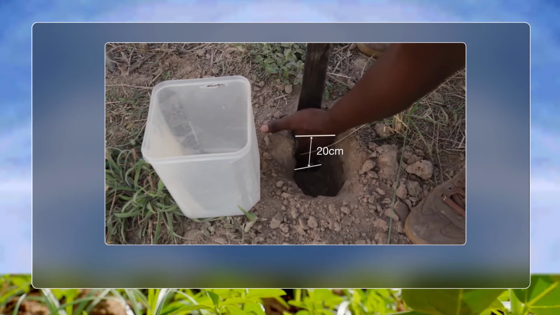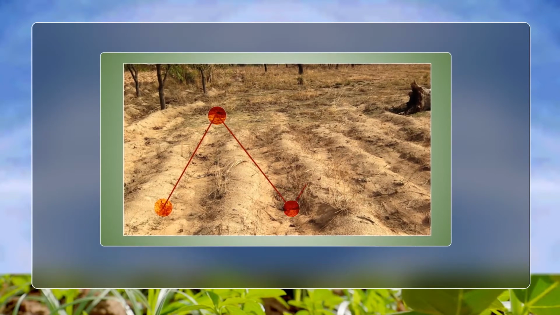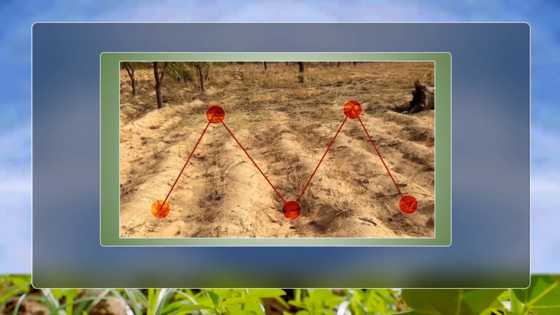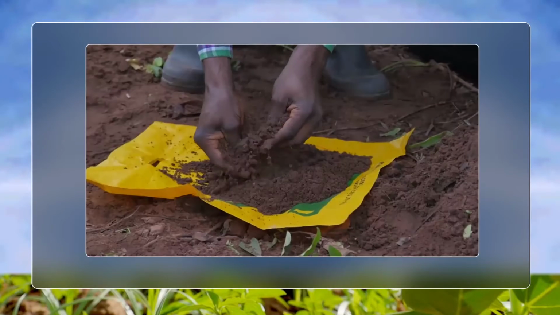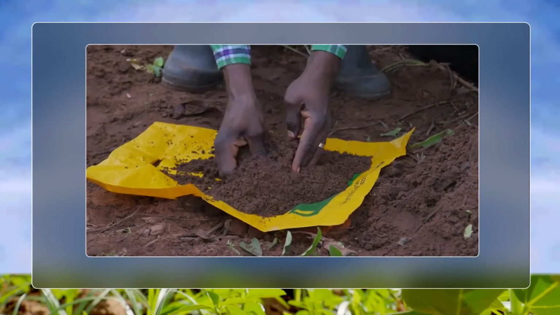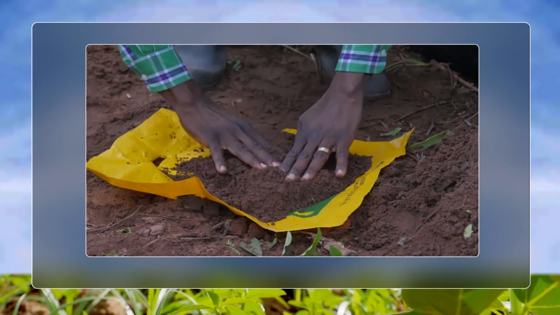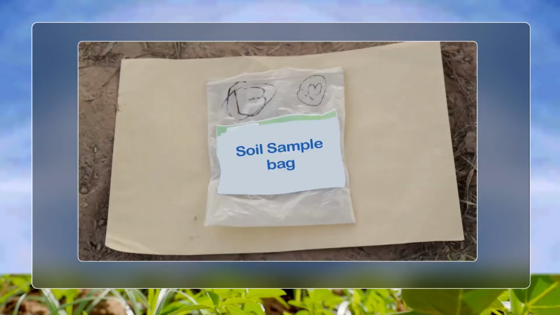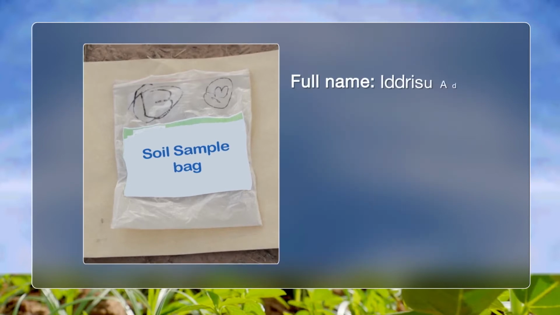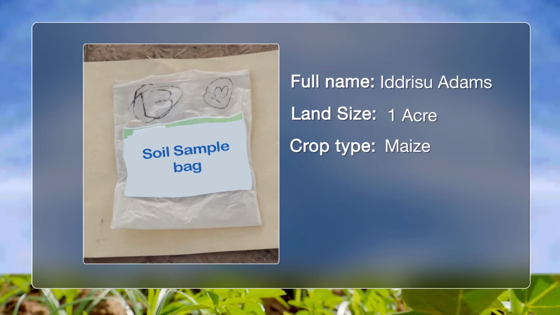Note that samples should be taken in a zigzag pattern over the whole area on the field in order to get a good sample. Remember to pick out debris from your sample and pour it into an envelope. Give your details on the envelope: example, your full name, land size, and the crop you want to grow.